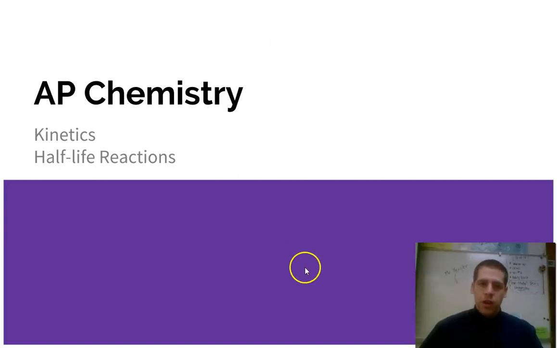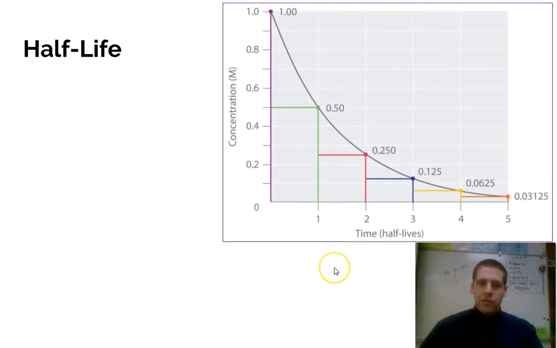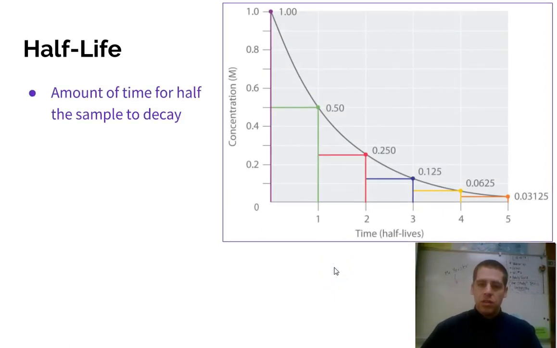Let's talk about half-life reactions. The half-life of something is, simply put, the amount of time it takes for half of it to decay. This is usually used in reference to a radioactive isotope decaying over time. They use this in carbon-14 dating and a lot of geological processes. They use half-life a lot.